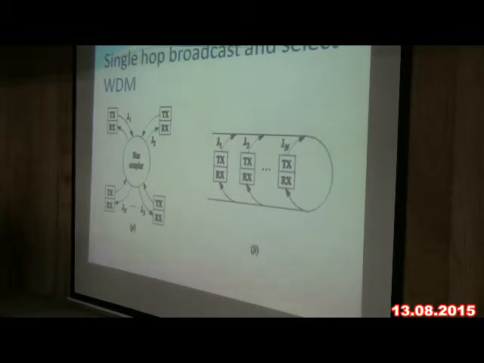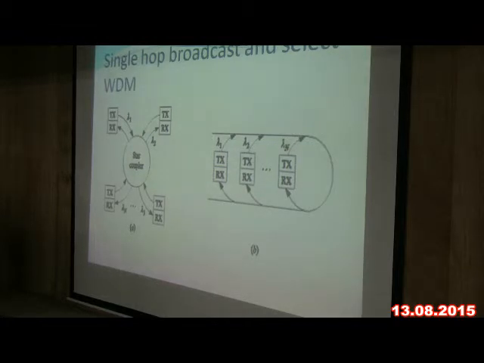Please, second row, second one. Deeply sleepy. Please stand up. Please explain. This is the star topology.